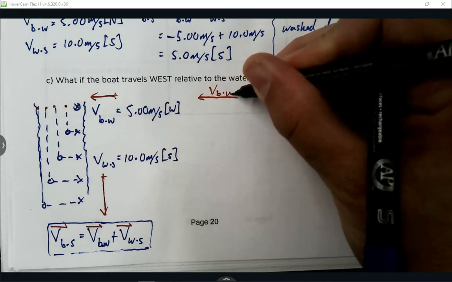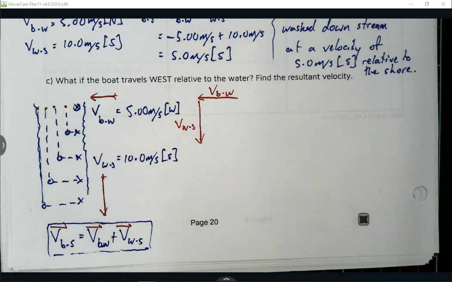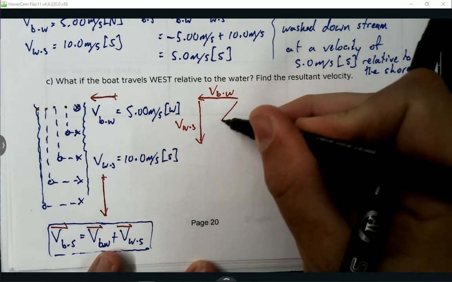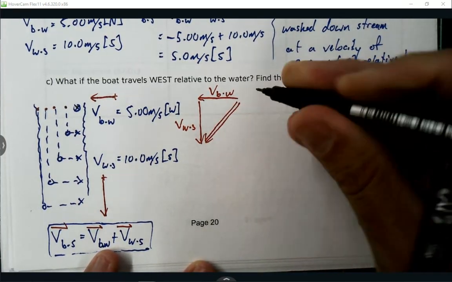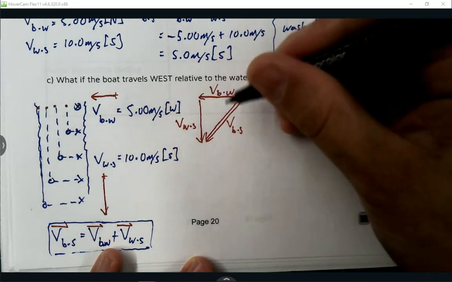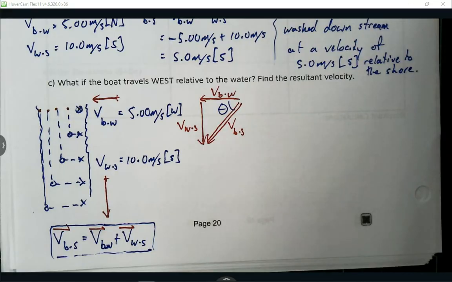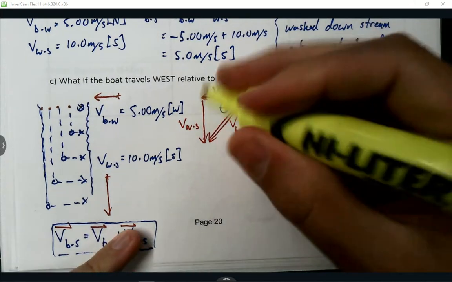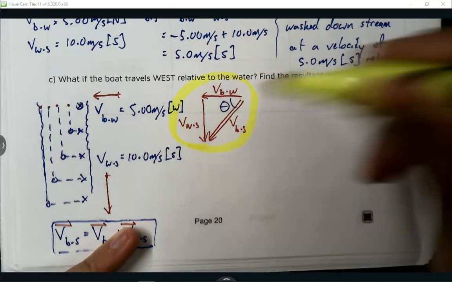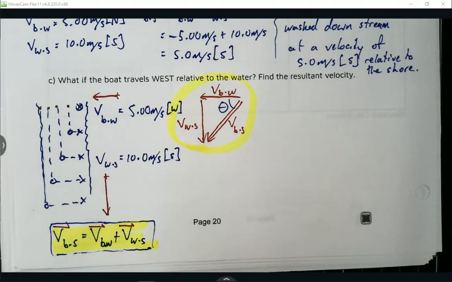VBW plus VWS gives us a resultant of VBS. So just to be clear, it's going to go off at an angle. And to be very, very clear, you know what? I'll highlight it in yellow just to make sure that there's no doubt about it. This stuff here in yellow is the vector representation of this equation here. Cool? It's not 10 plus 15, it's tip to tail, add those vectors together.